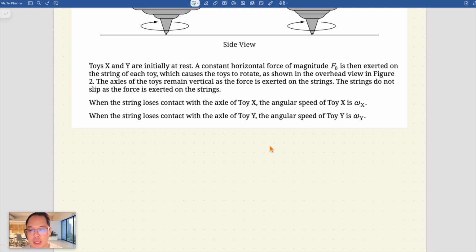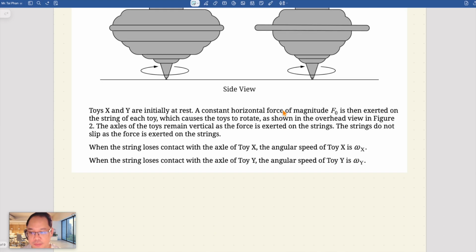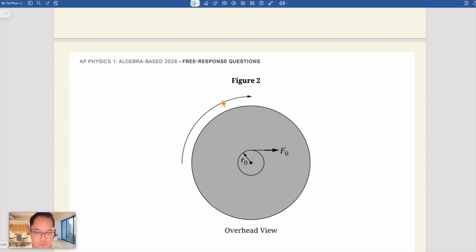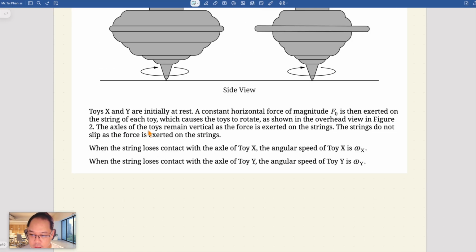Toys X and Y are initially at rest. A constant horizontal force of magnitude F0 is then exerted on the string of each toy, which causes the toy to rotate as shown in the overhead view in figure 2. The axle, okay, in figure 2 down here, it rotates in the clockwise direction when we view from above, okay? The axle of the toy remains vertical as the force is exerted on the string. This is an important thing.